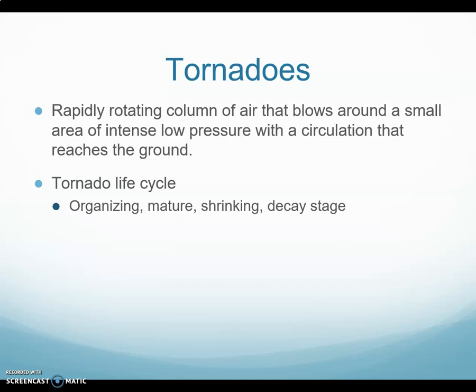What is a tornado? Well, it's just a rapidly rotating column of air that blows around a small area of intense low pressure with a circulation that reaches the ground. Basically, if you recall, we had a supercell thunderstorm, and we'll show you one of those in just a second, that has a rotating updraft. Well, that rotating updraft, that rotating column of air, forms a low pressure at its base, and as the low pressure gets stronger, the circulation gets stronger, and if the circulation gets stronger, you can form a tornado.